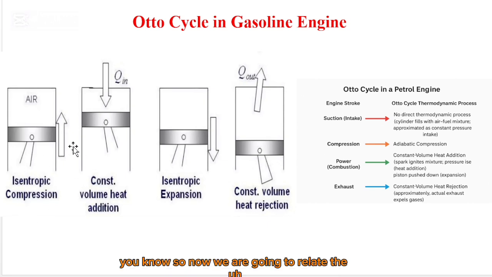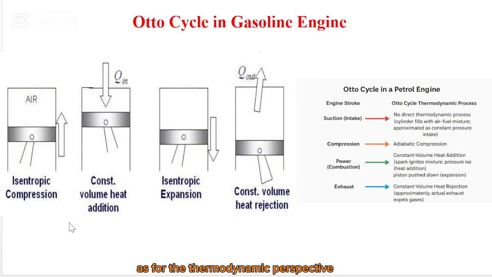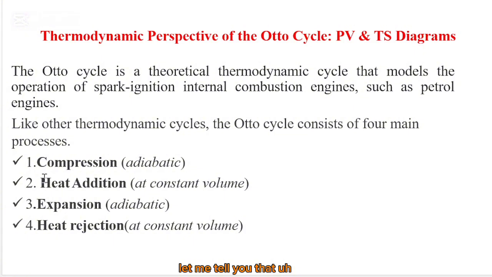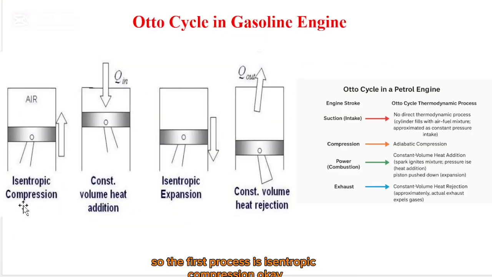Now we are going to relate the four processes of the gasoline engine to the four processes of the Otto cycle as per the thermodynamic perspective. This is the first one, the isentropic compression. Let me tell you that if it is adiabatic in nature, then it is going to be at constant entropy. If it is at constant entropy, the term we can use is isentropic. So the first process is isentropic compression.